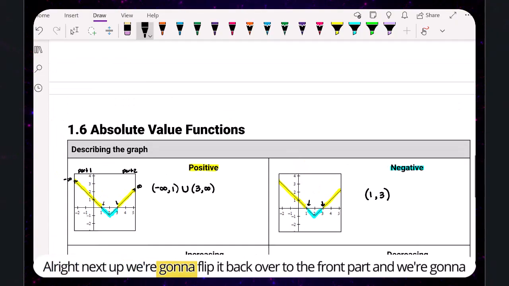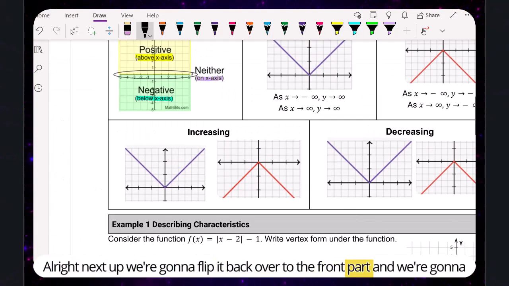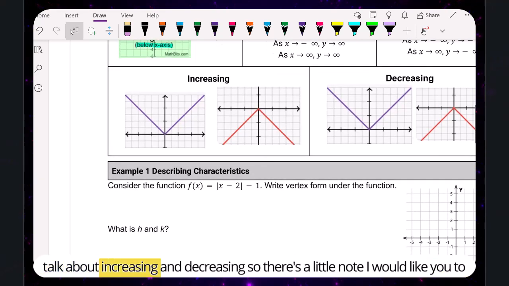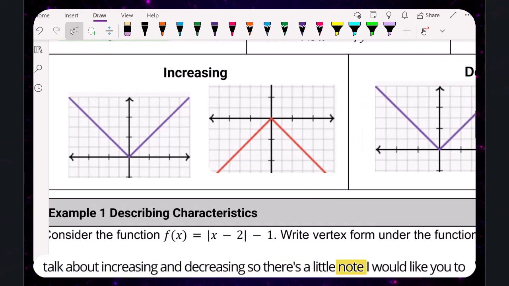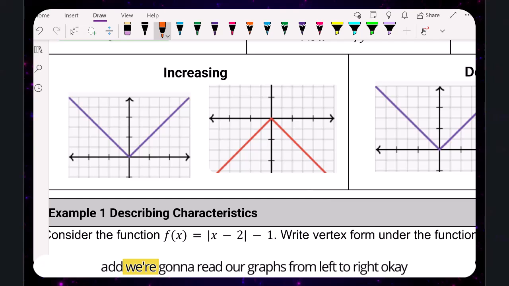All right, next up, we're going to flip it back over to the front part, and we're going to talk about increasing and decreasing. So there's a little note I would like you to add. We're going to read our graphs from left to right.